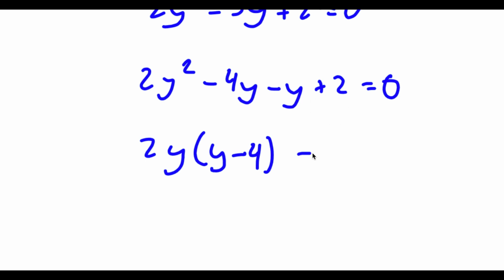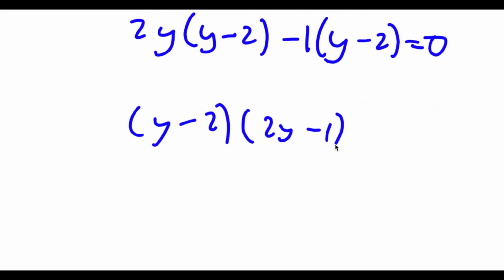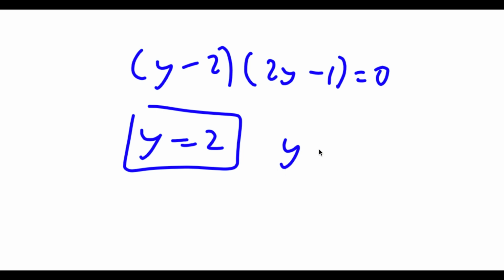And from negative y plus 2, I'm going to factor out negative 1, so I get y minus 2. Now if I factor out y minus 2, I get y minus 2 times 2y minus 1 is equal to 0, meaning y is equal to 2, and y is equal to 1/2.